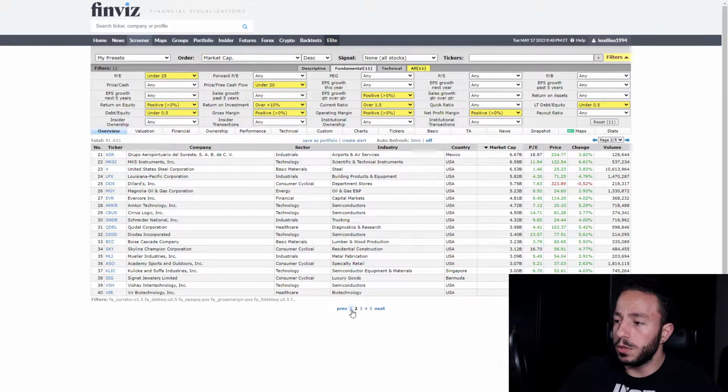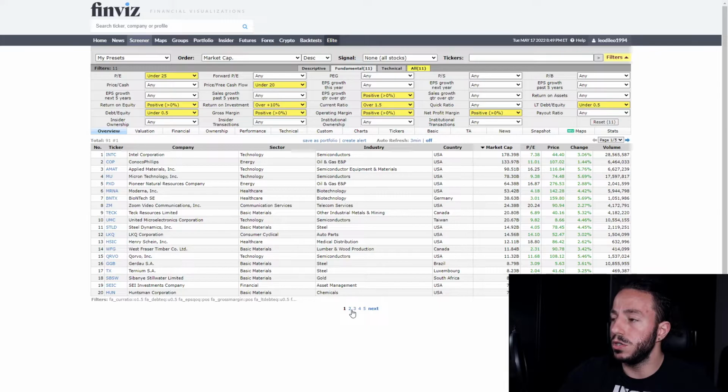But this is a phenomenal site. If you've never used Finviz, this is a great site to help build your list of potential companies to look at and invest in. And obviously you can sort this through different sectors and industries and countries, but those are my 11 categories.